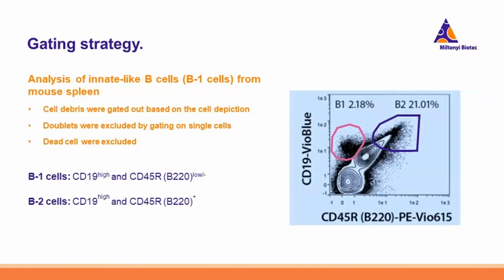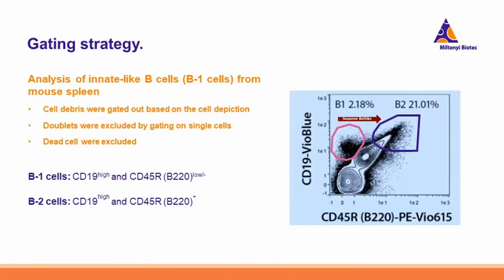The B1 cells, this gate here in pink, are CD19 high and CD45 receptor low to negative. That's why it appears here. And then we also have the B2 cell gate, which is about 21% of the B cells, that is CD19 high and CD45 receptor positive. So these are the two gates.